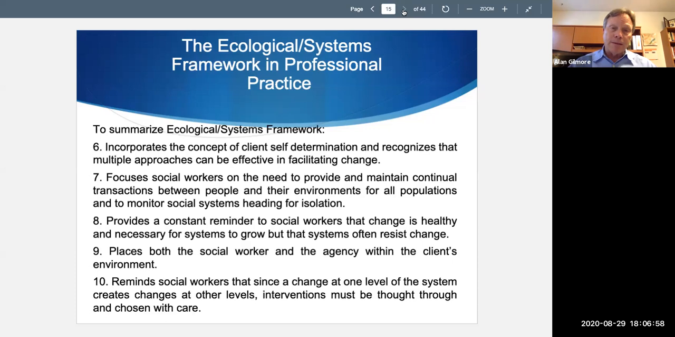It incorporates the concept of client self-determination. We're going to talk more about that in upcoming modules. It focuses social workers on the need to provide and maintain continuity. It provides a constant reminder to social workers that change is healthy and necessary. It places both the social worker and the agency within the client's environment. It reminds social workers that since a change at one level of the system creates change at other levels, interventions must be thought through and chosen with care.